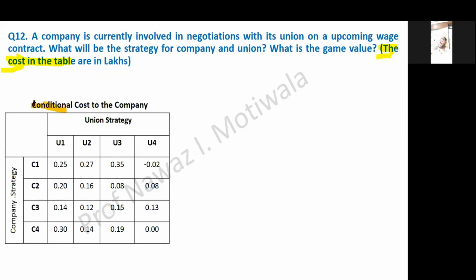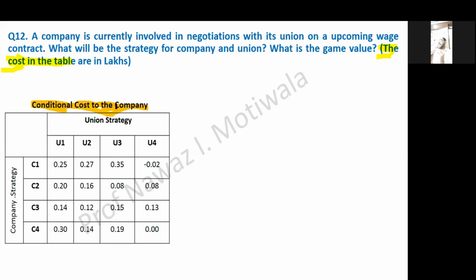also. Conditional cost to company is given in the table. So whatever cost is appearing, we are keeping that player as player A, and whatever gain is there to union, we are keeping it as player B. So this is opposite to the assumption of the game theory concept. What game theory says is keep the ones who are gaining as player A and the ones who are losing as player B. But here it is opposite.